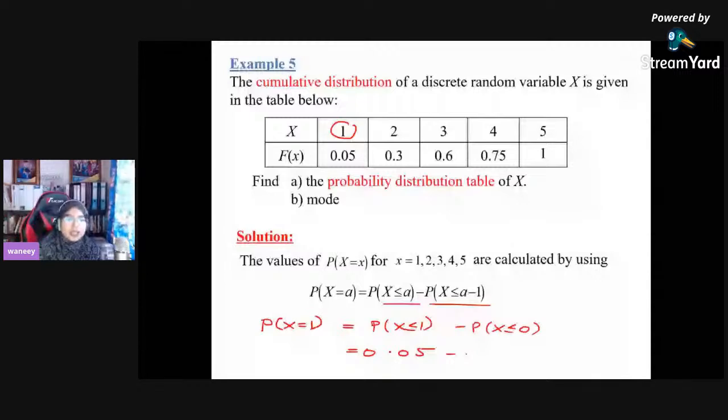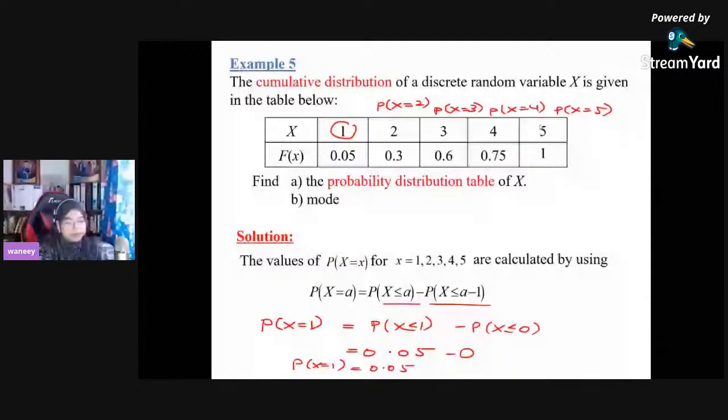So the probability to get x equal to 0 is 0, the probability for x equal to 1 is simply 0.05. So we are going to do the same thing to calculate the probability for x equal to 2, probability for x equal to 3, probability for x equal to 4, as well as probability of x equal to 5. So we will subtract the previous one for the probability.